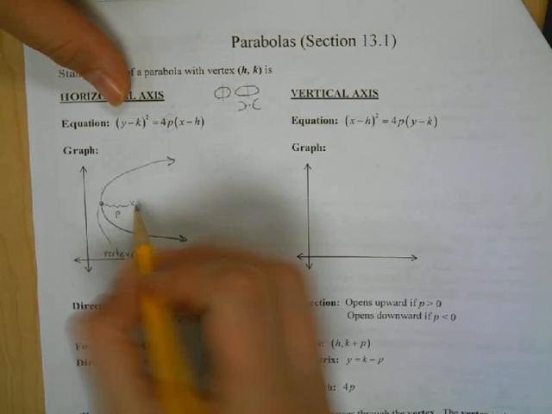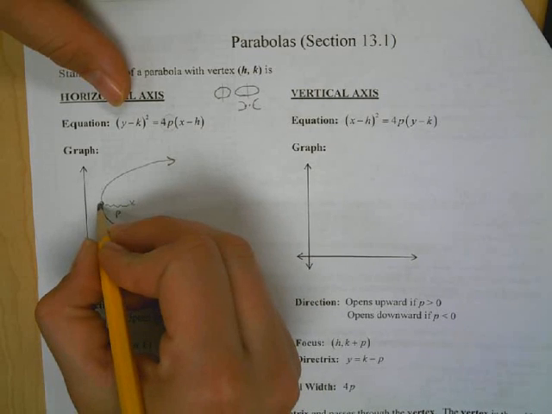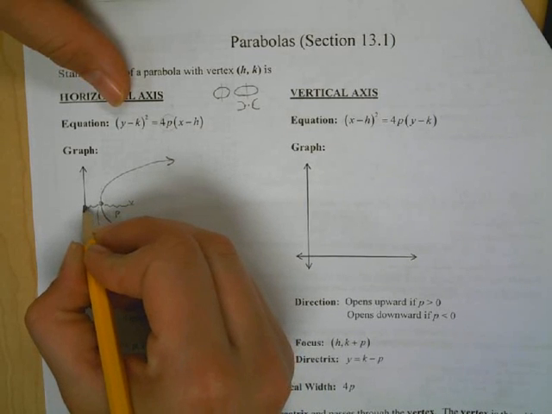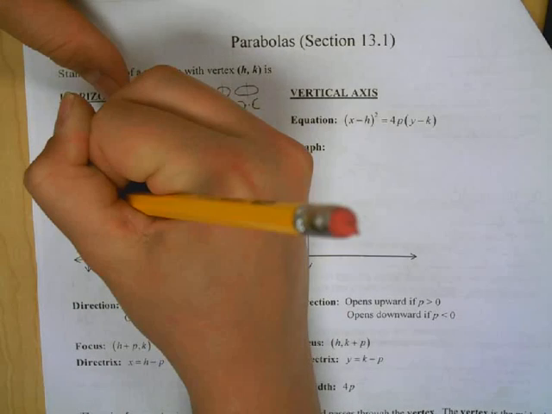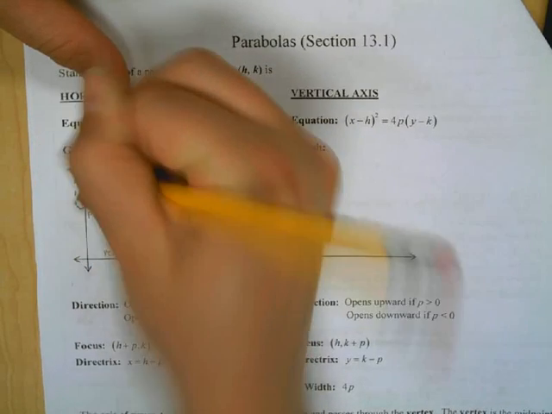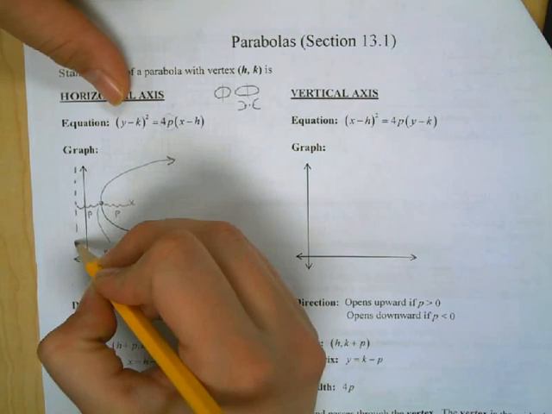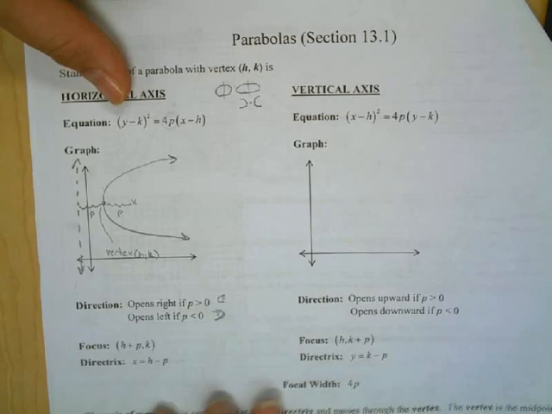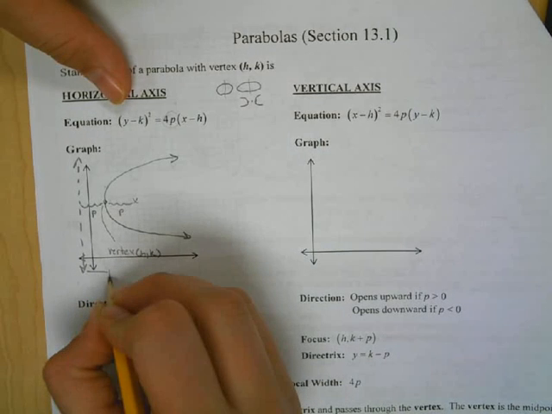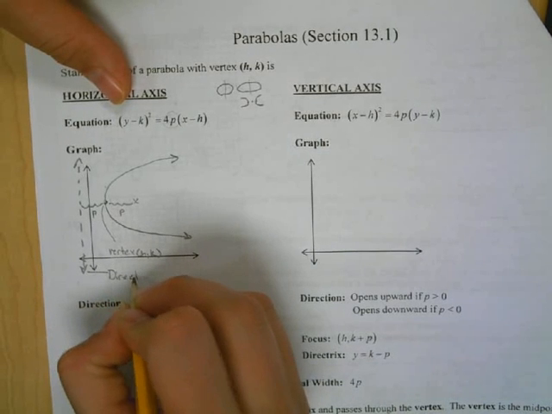Now, these things are all about symmetry, so we have to go the other direction as well. And when you go the other direction, p units, you will find what we call the directrix. The directrix, that's this line. It is a dotted line. So this is the directrix. Let me spell that out for you.